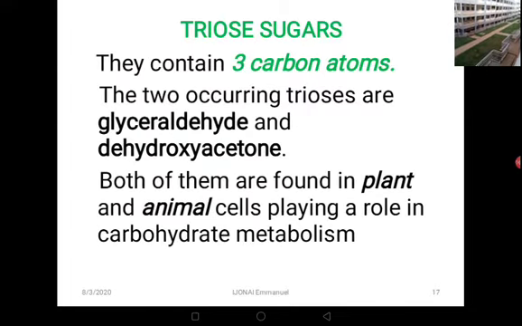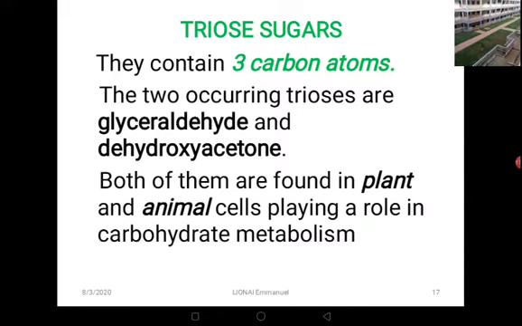Great. Let's look at another category of sugars called the triose sugars. From the word, tri means 3. So if we say triose sugars, what do we mean? We mean that they contain 3 carbon atoms. Remember we had hexose sugars that contain 6 carbon atoms, pentose sugars that contain 5 carbon atoms, and now we are talking about triose sugars. These ones contain 3 carbon atoms.